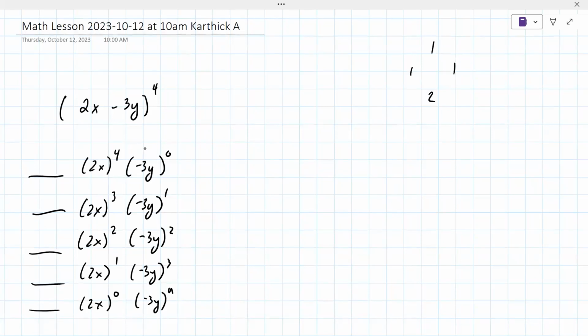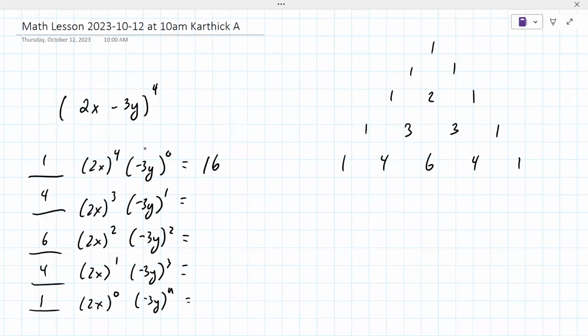And hopefully if you did any review yesterday, you at least tried to write this out on your own. We've got to go one more line because we need 5 coefficients. So 1, 4, 6, 4, 1. And then you just have to simplify each of these. Okay, so 2x to the 4th is 16x to the 4th.